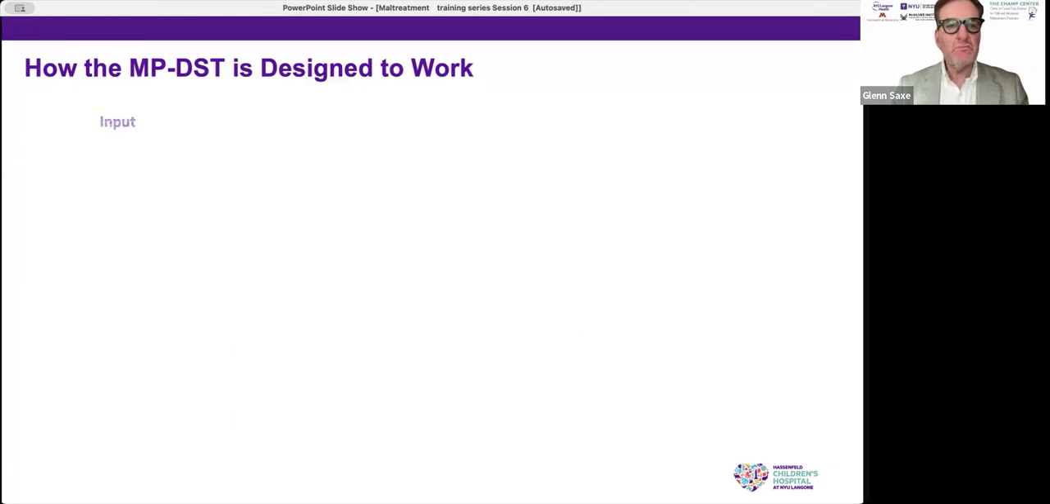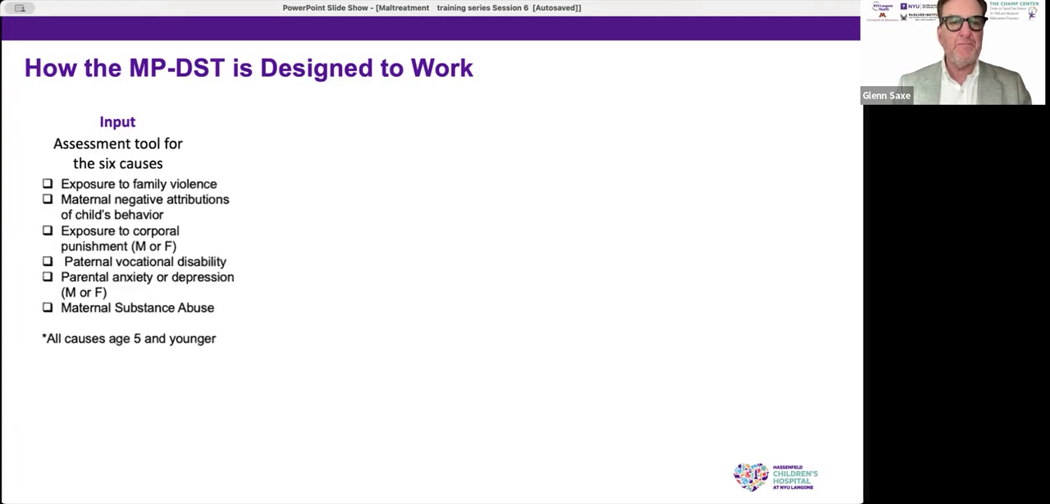So remember how decision support tools are designed to work. We'll call this the maltreatment prevention decision support tool input. We come up with an assessment package based on these 6 causal groups.